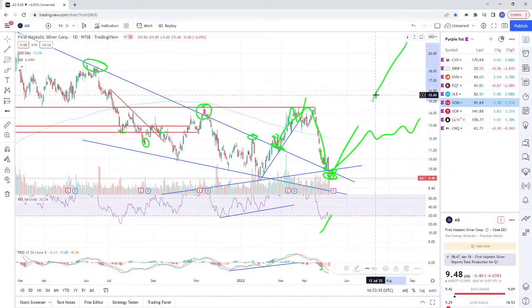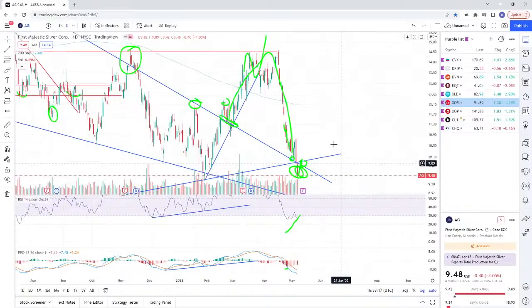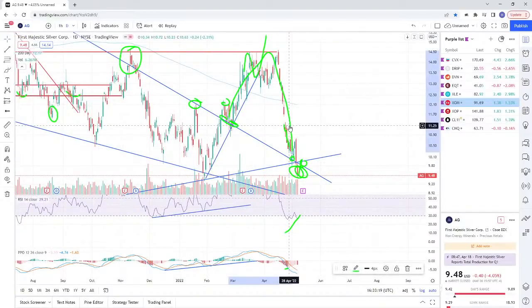Now, you see those divergences get taken out, those bullish divergences. That changes the picture. All right. So we need to keep those bullish divergences intact on the hourly chart.